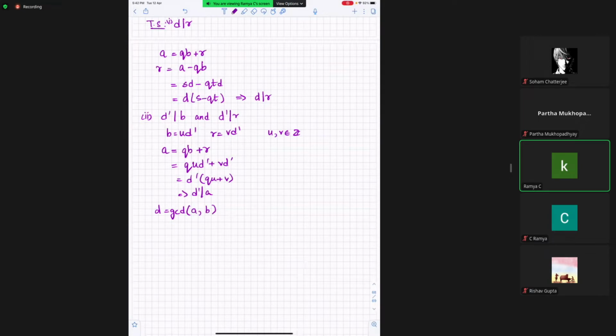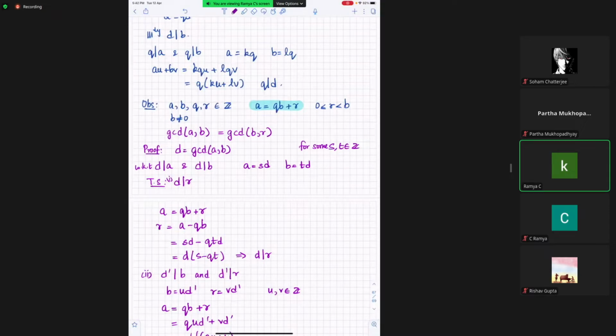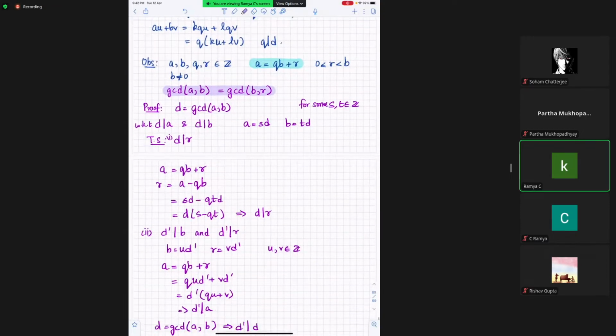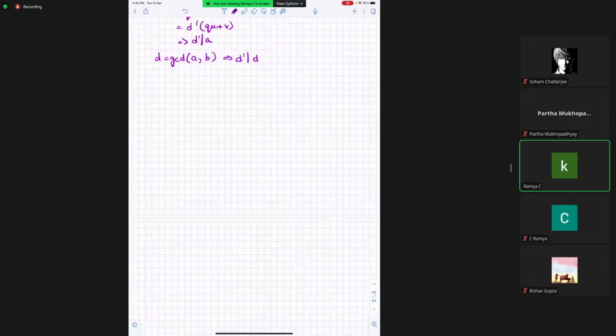So you can argue that D prime will divide, because D is the GCD of A. So this tells us this really nice thing that we can now use: the GCD of A and B is the GCD of B and R. So now what was initially really difficult is now much easier.